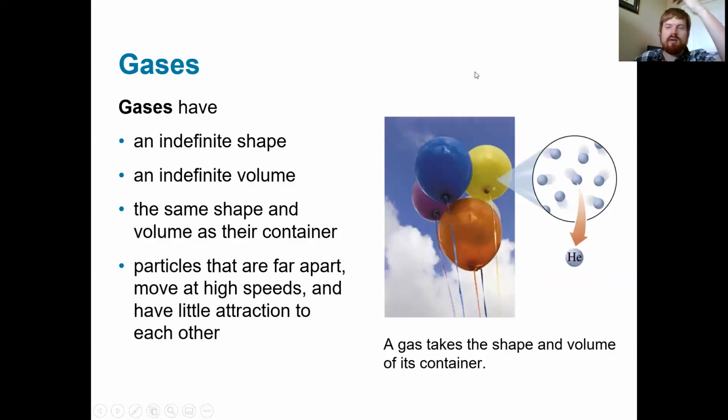Now, gases, on the other hand, what are some of the properties of gases? Well, they have an indefinite shape, right? For example, you can blow gases from your lungs into a balloon, and whether it's in your lungs or in the balloon, it takes whatever shape it has of its container.